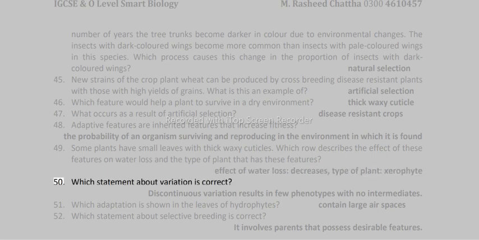Question 50. Which statement about variation is correct? Discontinuous variation results in few phenotypes with no intermediates. Question 51. Which adaptation is shown in the leaves of hydrophytes? They contain large air spaces. Question 52. Which statement about selective breeding is correct? It involves parents that possess desirable features.